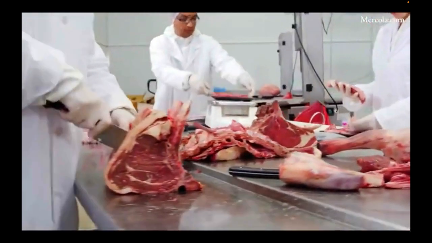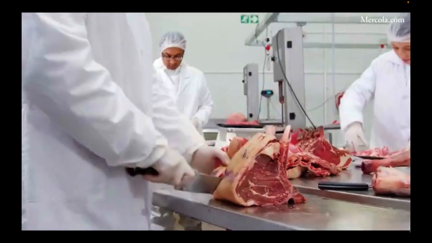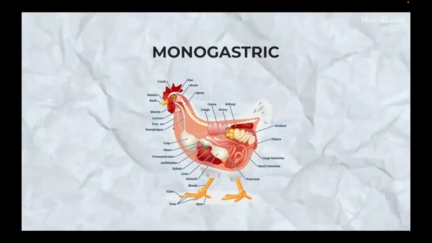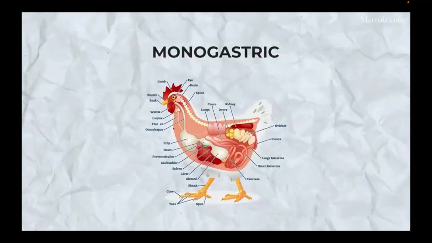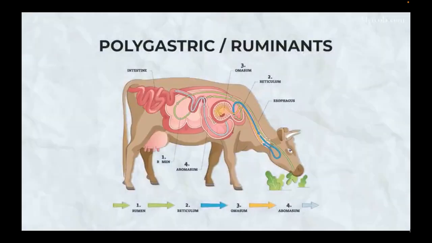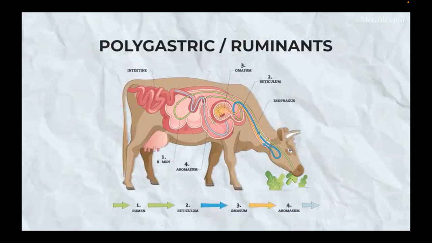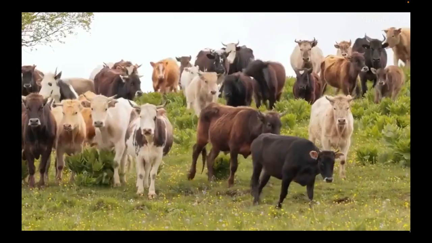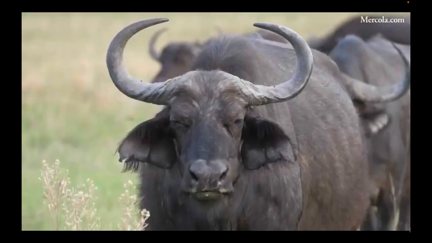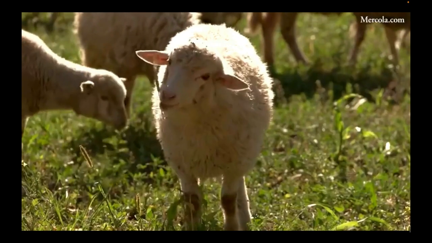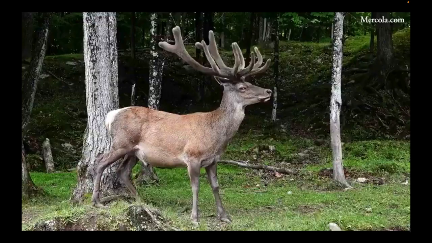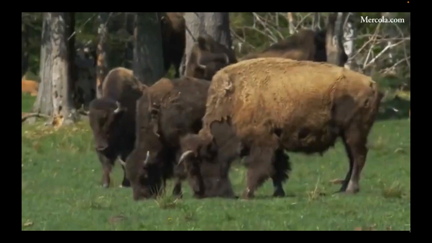Now, you can basically divide animal meats into two types: meats coming from animals with one stomach, or monogastric, and those coming from animals that have multiple parts to their stomach, which are also called ruminants. This would be a polygastric animal. And this includes cows, buffalo, sheep, lamb, goats, deer, elk, and most other game animals.